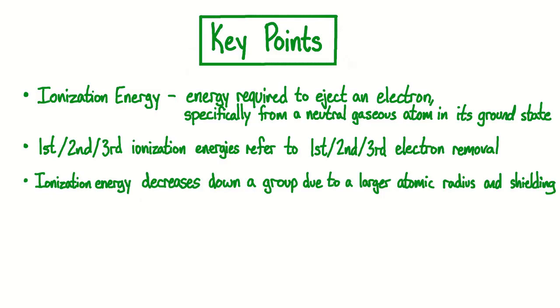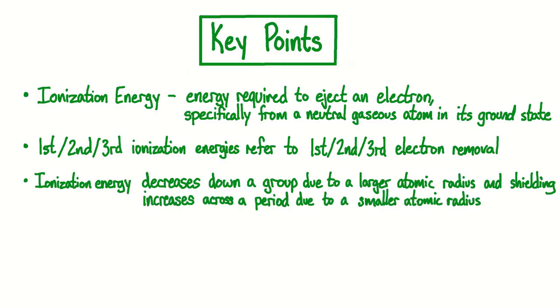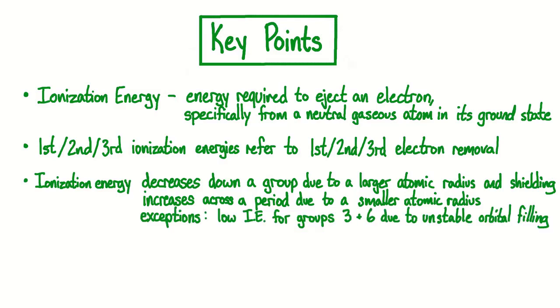Ionization energy decreases as we move down a group in the periodic table, due to those elements having a larger atomic radius and a greater shielding effect from the inner shells of electrons. Ionization energy also increases across a period due to the smaller atomic radius that emerges when we add more protons to the nucleus. There are a couple exceptions to these patterns.